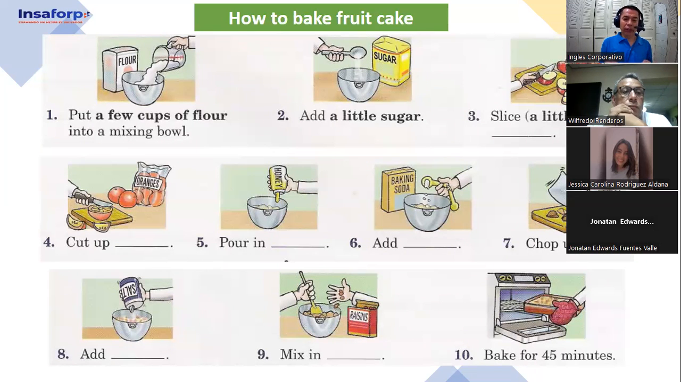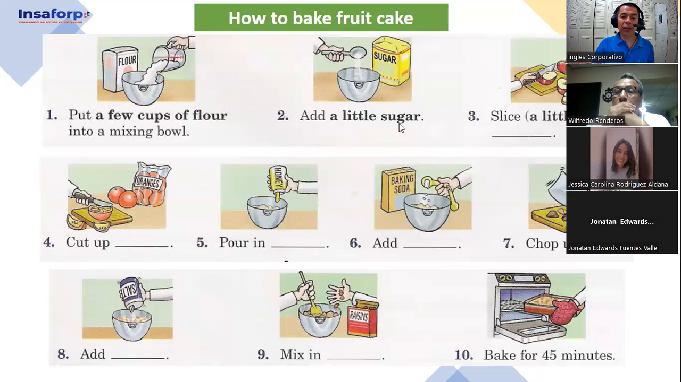Good. Number 1. Put a few cups of flour into a mixing bowl. You know, flour is harina. Mixing bowl, es un tazón para mezclar, right? So, a few cups, countable, right? Aquí quiero anotarle que flour es no contable. Pero si le decimos taza de, ahí sí ya se puede contar. Like water, for example, water is not countable, but a cup of water, yes. 2 cups of water, 3 cups of coffee, se convierten en contable porque estamos contando las tazas, las botellas, las cajas, etcétera. So in this case, it's a few cups of flour. Number 2, add a little sugar.